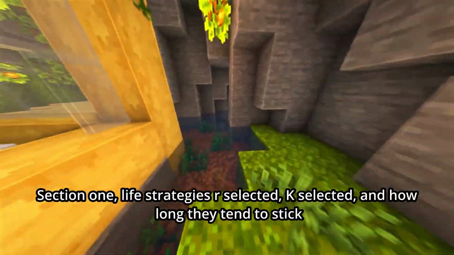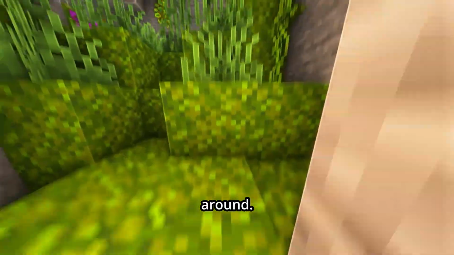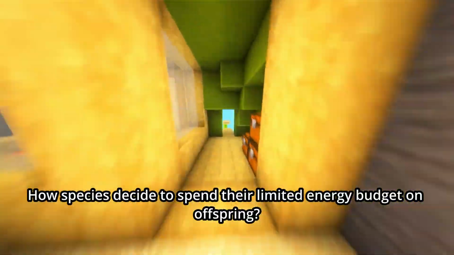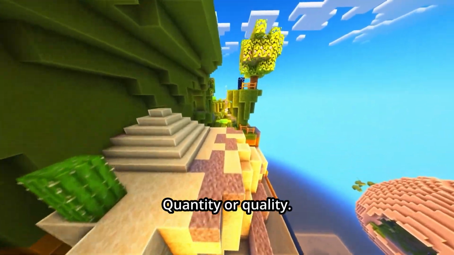Okay, let's jump in. Section 1, life strategies. R-selected, K-selected, and how long they tend to stick around. It really starts with energy, doesn't it? How species decide to spend their limited energy budget on offspring. It's the ultimate biological trade-off, quantity or quality.